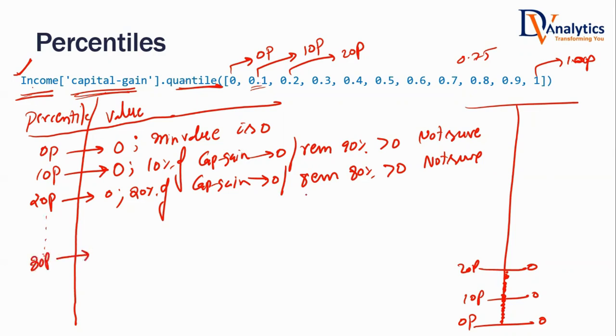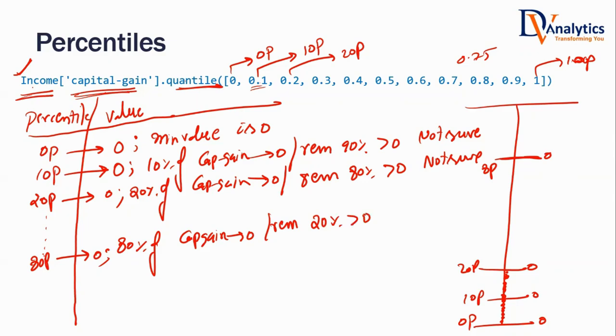What is the 80 percentile value? 80 percentile value is also 0. Tell me, what is your first statement out of that? 80% of the capital gain is 0. How about the remaining 20%?